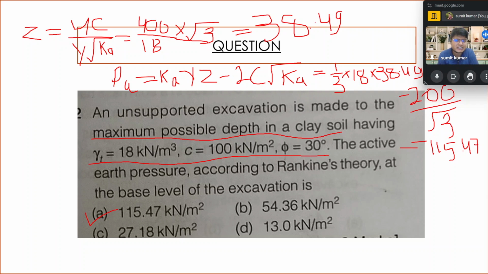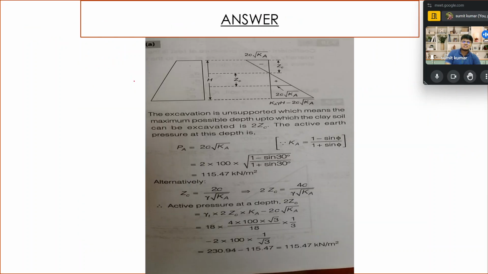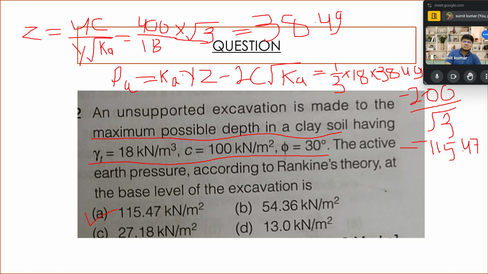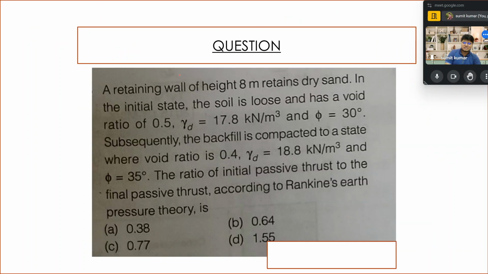So we know the relation as K gamma z minus 2c root K, where K is 1 by 3 as phi equal to 30 degree, gamma is 18, z equal to 38.49, which we have calculated, minus 2 into 100 into root K, that is divided by root 3. When we do the calculation, we are able to get the answer as 115.47, which is going to be our correct answer. This can also be solved in another manner. You can go across that as well, but that isn't important. What I have solved, you can go see this only, and that will be sufficient.